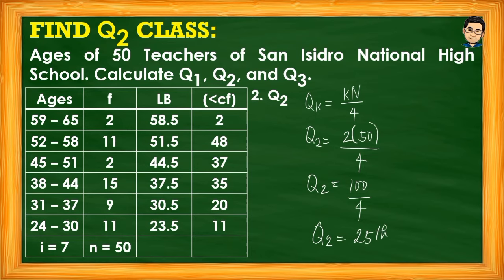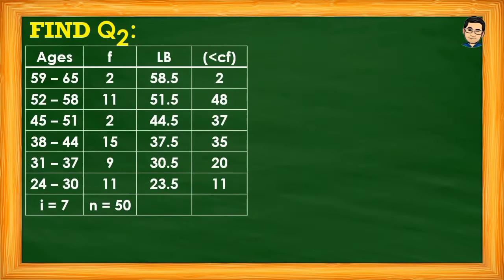Okay, so, ito 11, hindi siya pwede. And then 20, mas mababa din siya sa 25. So, we'll get the next class, which is 38 to 44. So, doon po nakapaloob ang ating Q sub 2 class. Next, so since Q sub 2 class, o yung position ng Q sub 2, is 25, so nandun po siya sa 38 to 44.